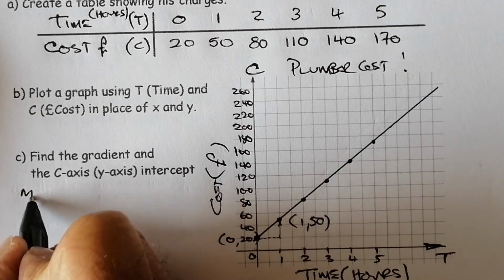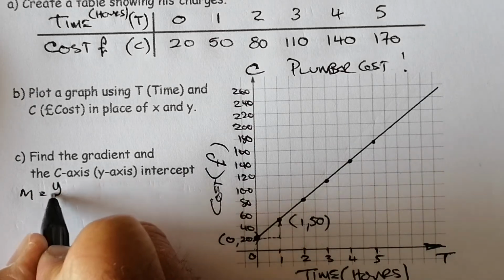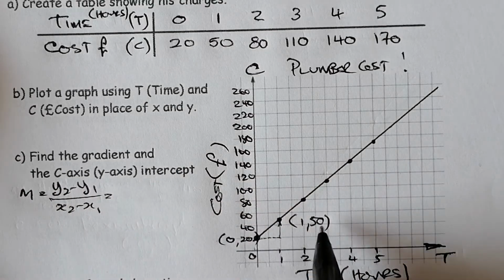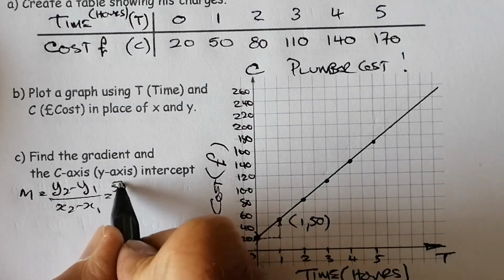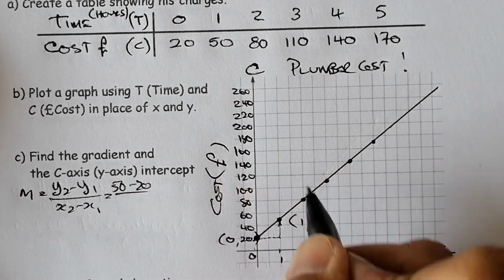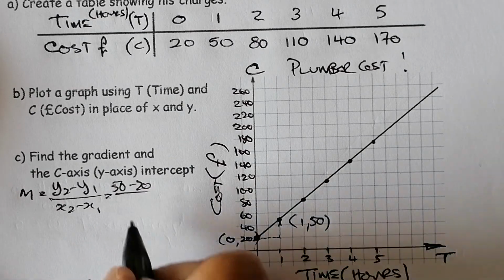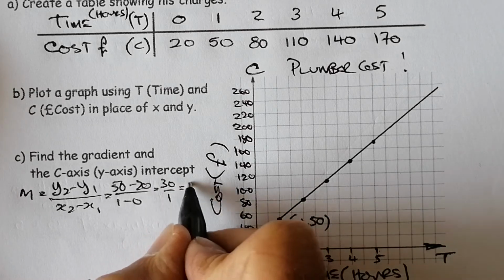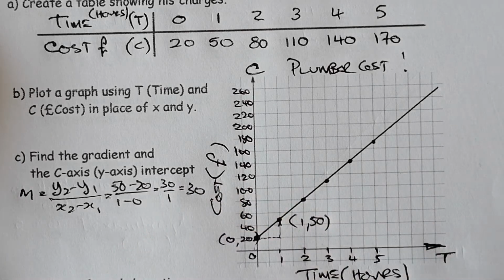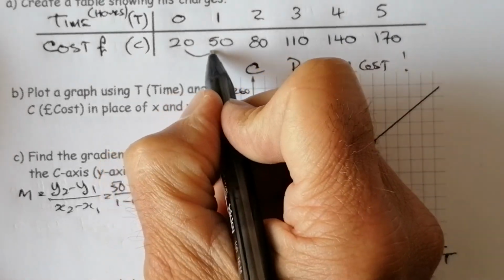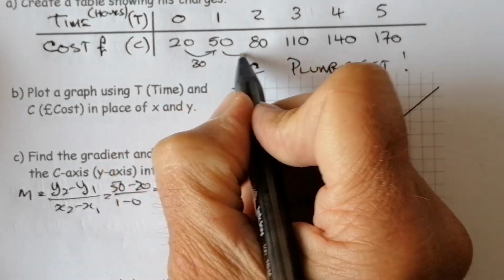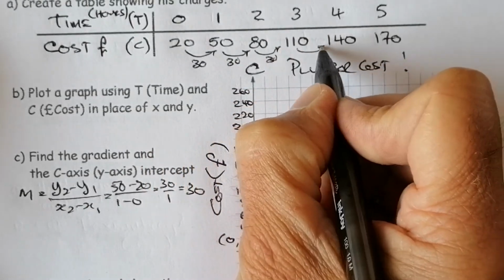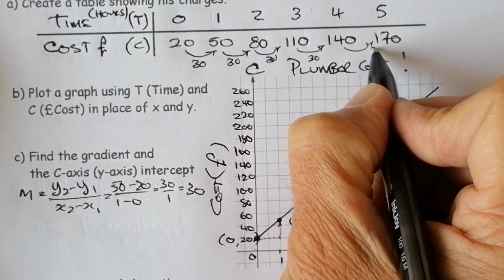So remember, we'll work out the gradient as y2 minus y1 all over x2 minus x1. I'm going to go for 50 take away 20 on the top, because that's vertical, and I've got 1 take away 0. So that leaves me with 30 on the top all over 1, which gives me a gradient of 30. But again, I can see that it's going up in 30s all the time. So that's the link to the table that we've got up above. We can see that it's just always going up in 30s.